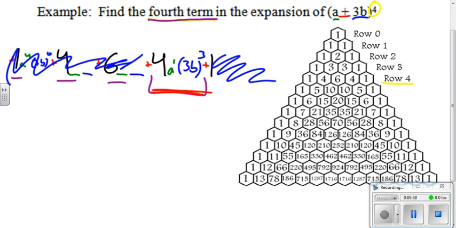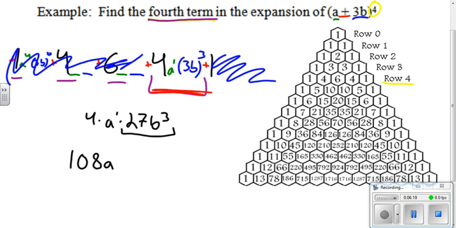So 3b cubed, so 3 cubed is 27, b cubed is b cubed. So we're looking at that piece times a to the 1 times 4. Okay, now from here, 4 times 27 is 108, a to the first power, b cubed. So our fourth term of the expansion is just going to be positive 108 a b cubed. And that's all we need to know. So it's a lot quicker than foiling everything out and pointing at this one as our fourth.